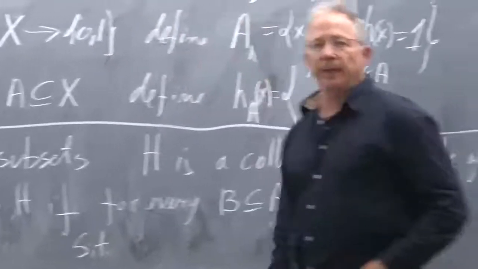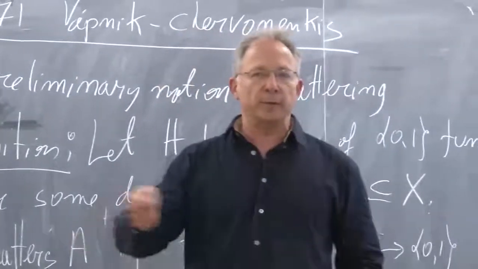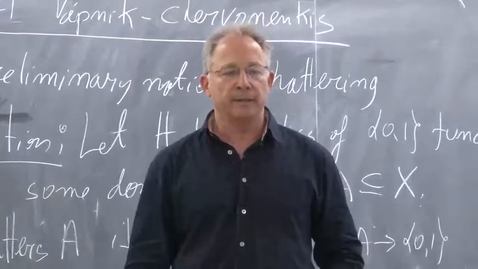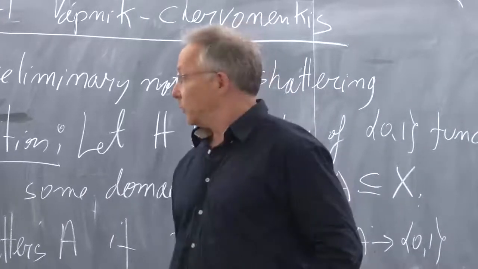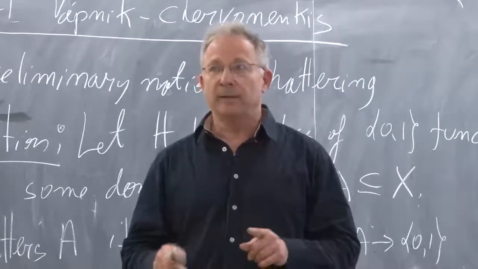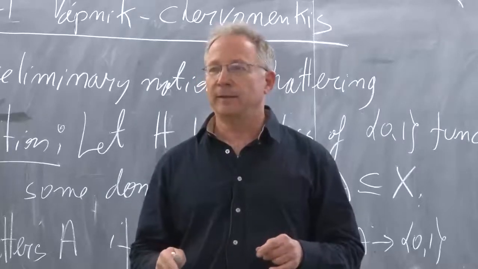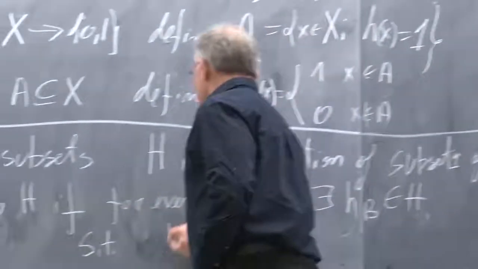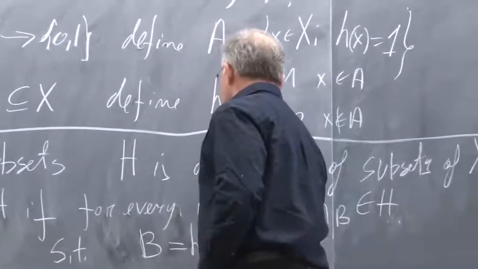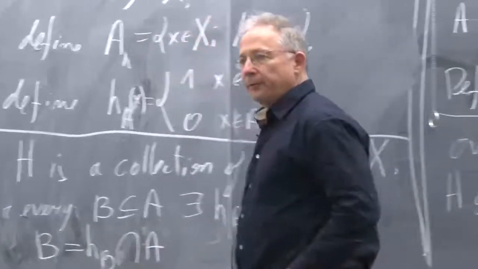can anybody tell me in the language of sets, what does it mean that H agrees with this behavior? Yes? B is a subset of HB. Not exactly. I want to say that on every point of A, they both agree. B equals to HB intersect. Right. B equals HB intersection with A.